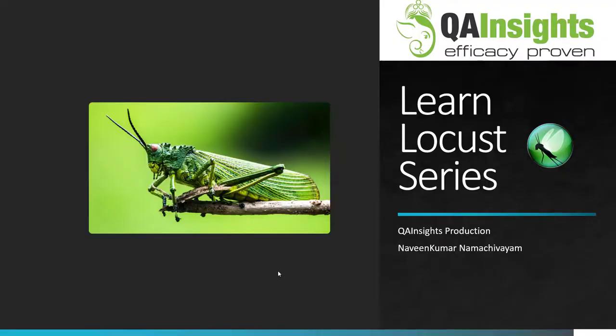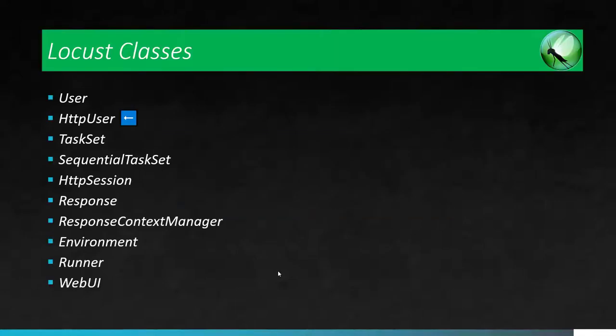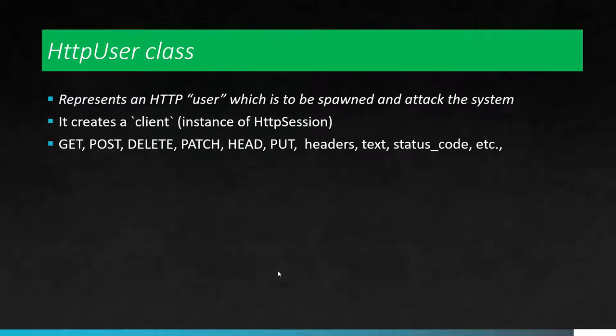Welcome to Learn Locust series. In this season 1 episode 3, we are going to see about HttpUser user class in Locust. In last video, we have covered about user. If you have not seen it, just visit the previous video to understand the user class. In HttpUser user class, we will create a HttpUser user to attack the system.